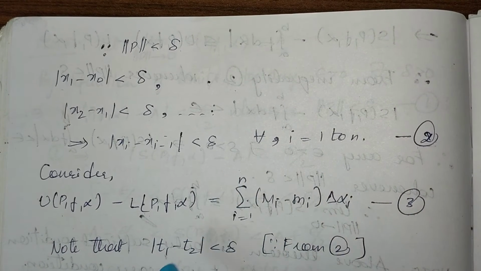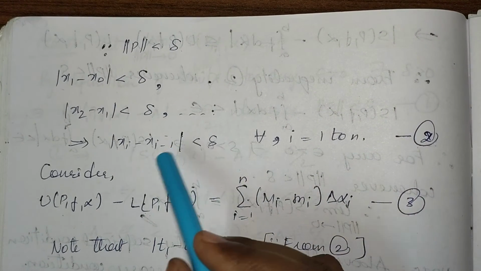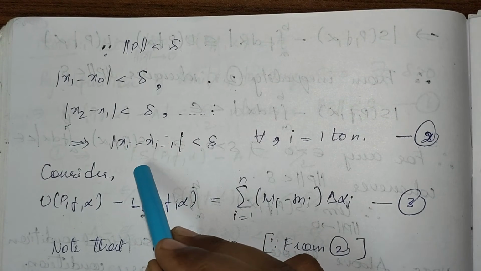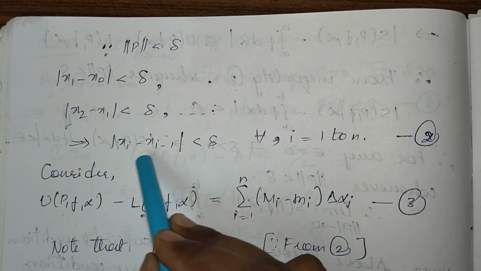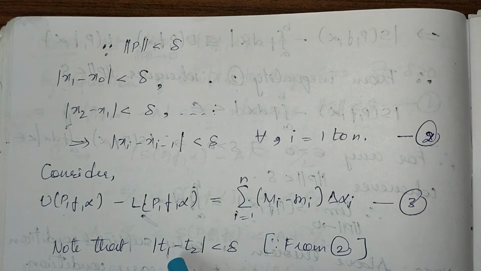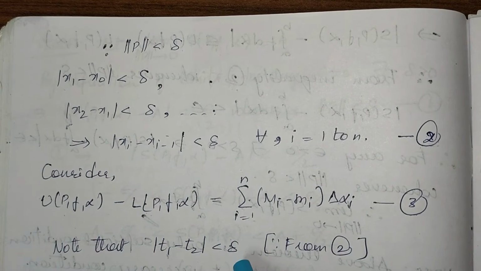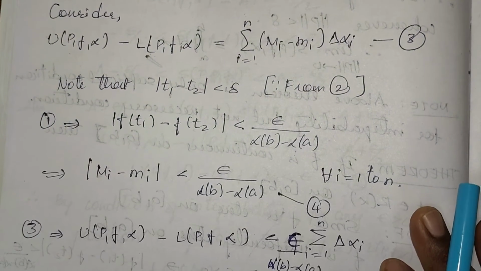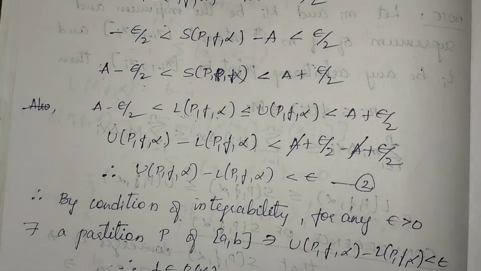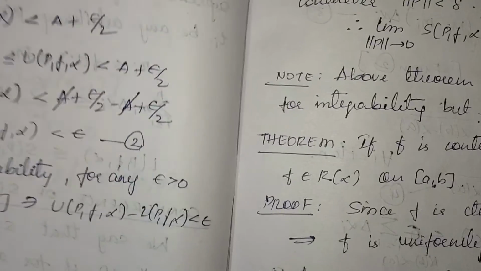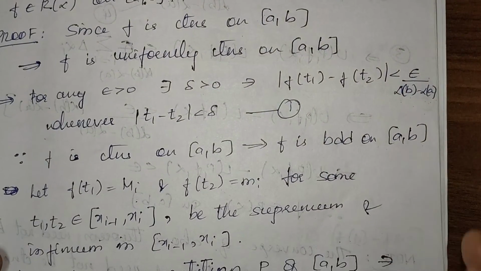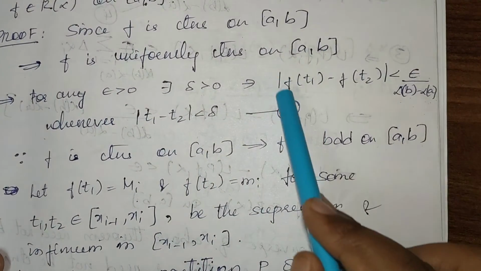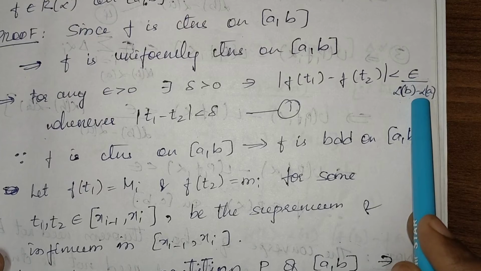So as of now, we have taken t1 and t2 from this particular subinterval, [x_{i-1}, x_i]. Since the distance across this subinterval is less than delta, obviously the length between t1 and t2 will also be less than delta. And whenever |t1 - t2| is less than delta, this holds according to the definition of uniform continuity.